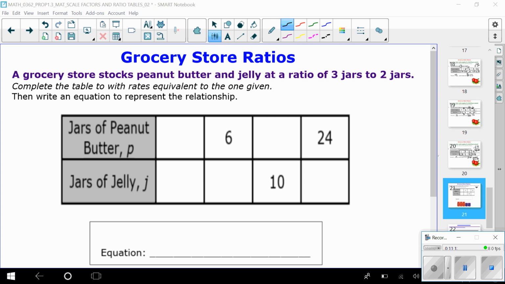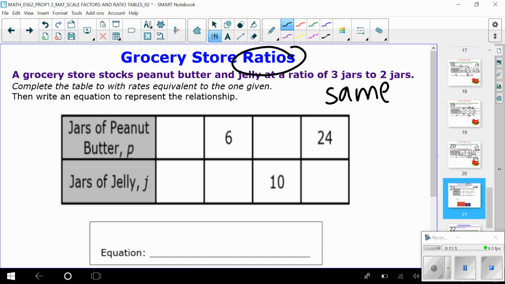Now that you finished those pages, you're going to flip over to the back, and now we're going to talk about ratios. And remember, a ratio is a comparison of the same measures, okay? So here we're talking about part to part, peanut butter to jars of jelly.